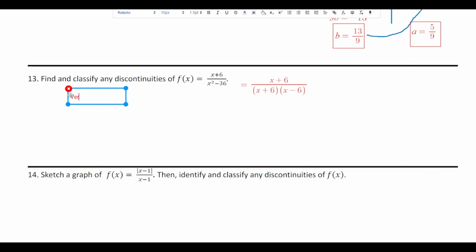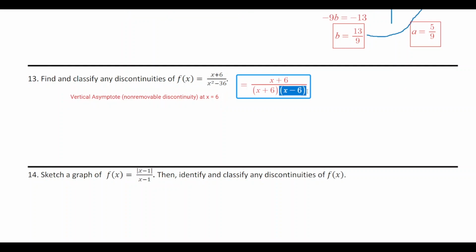So we have a vertical asymptote, which is a non-removable discontinuity. I don't know why I struggle to spell this. Discontinuity. Okay, at x equals 6, because this x minus 6 is causing that vertical asymptote.